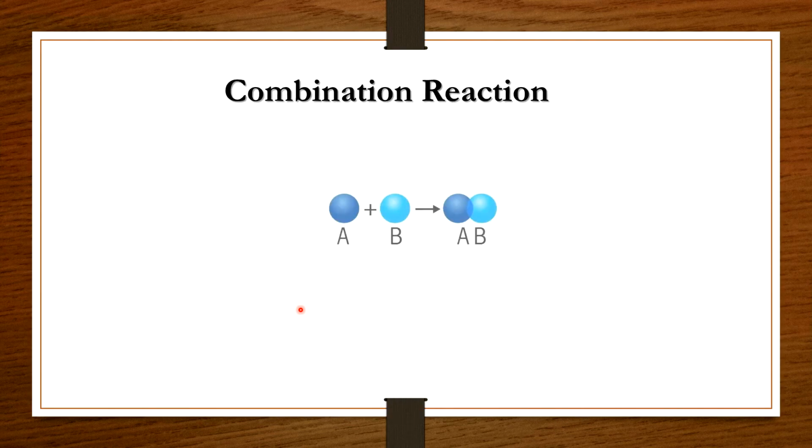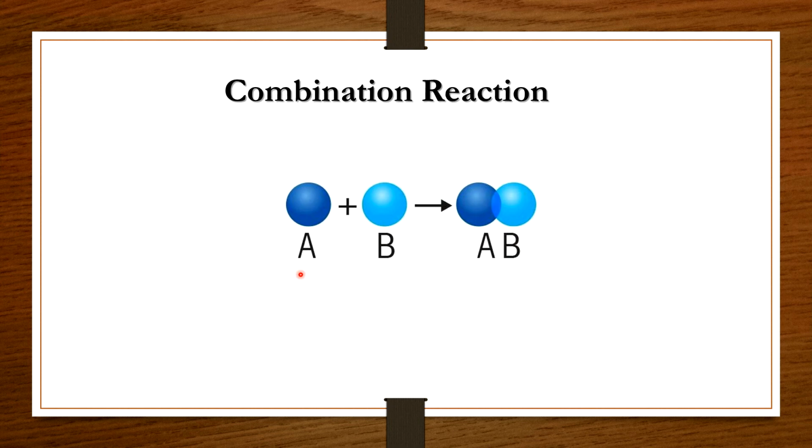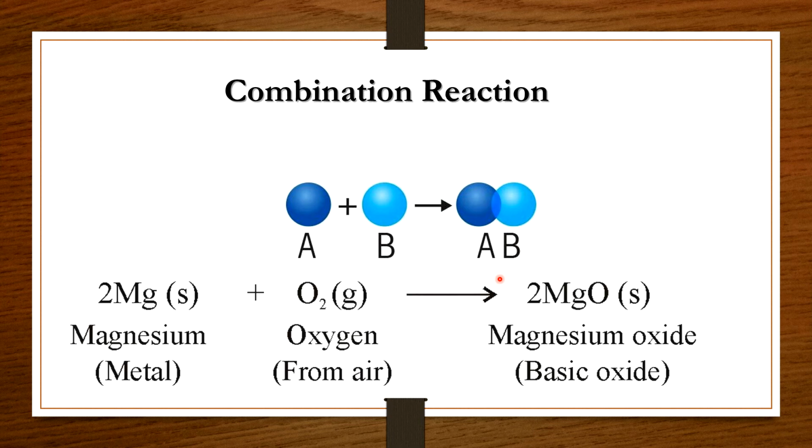Okay, now first let's know what is meant by a combination reaction. Here two reactants, A and B, are given and these combine to form one product, known as AB. So this reaction is called a combination reaction.